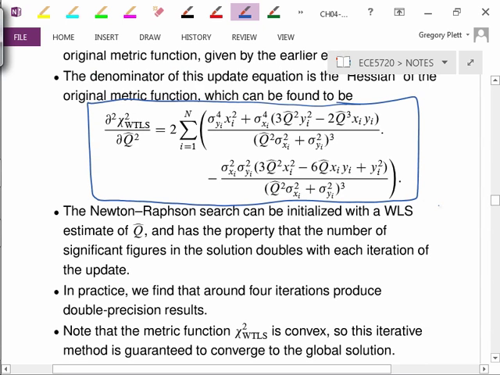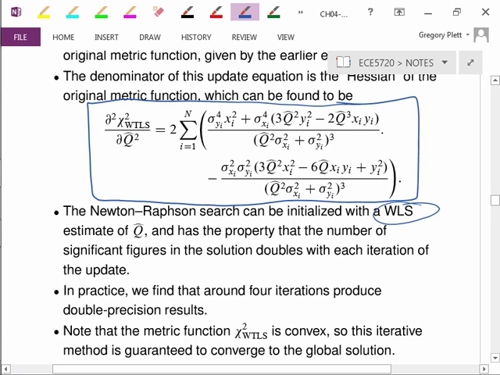We could initialize it with maybe a weighted least squares estimate. We know it's biased, but it's probably at least close to the truth. And the Newton-Raphson method has a pretty nice property. If you have to do an iterative method, it's quite nice that the number of significant figures in your answer doubles with every iteration k of the update. So if I had one significant figure at k equals 1, then I would have 2, then 4, then 8, then 16, then 32, and so forth.